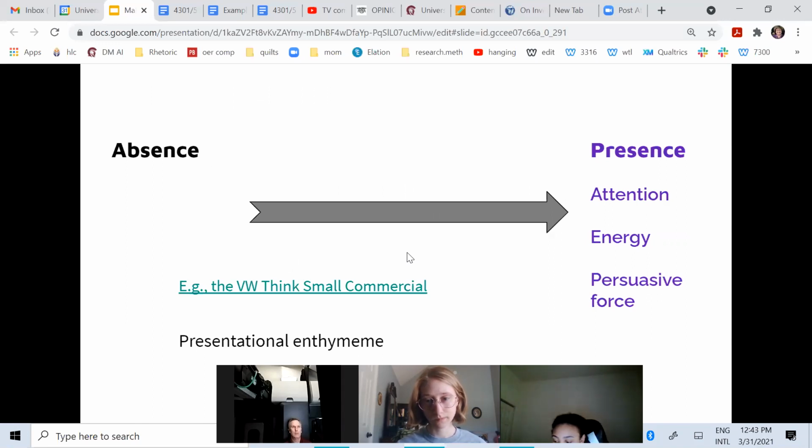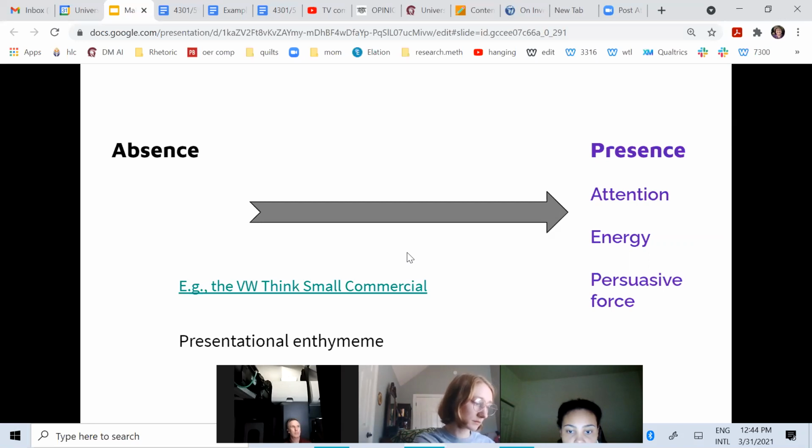This is really from the beginning of the chapter where they talk about how you could see the psychology of form as being a movement from absence to presence. And they use presence both in a literal sense, that is, something is actually present in the piece of rhetoric, but also in a more visceral sense. That is that you really pay attention to something and get focused on something, and whatever the presence is, that's the persuasive force.